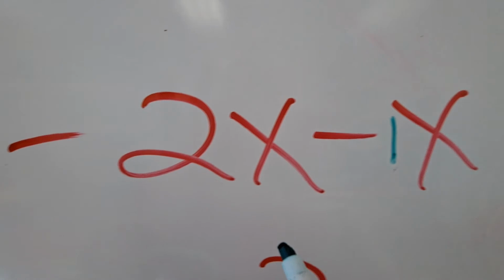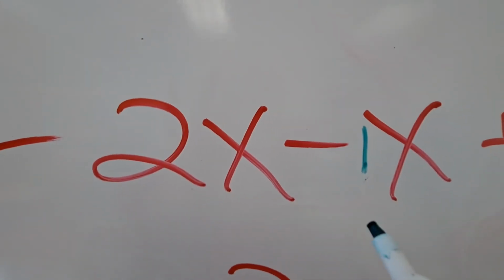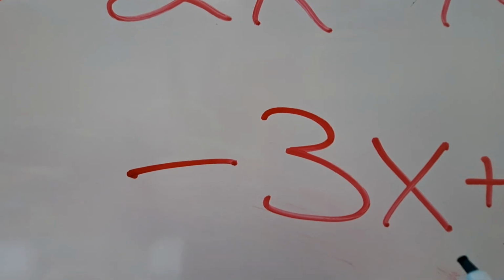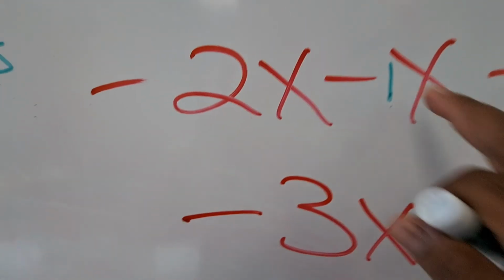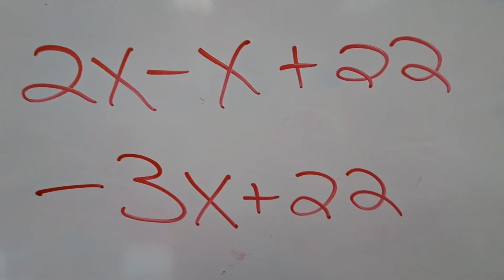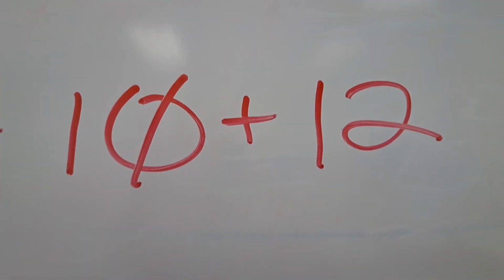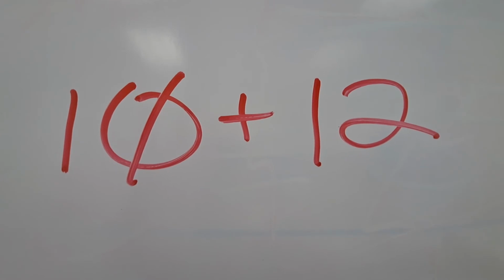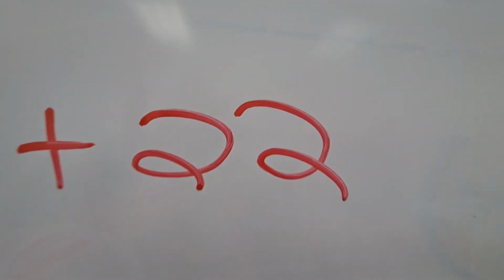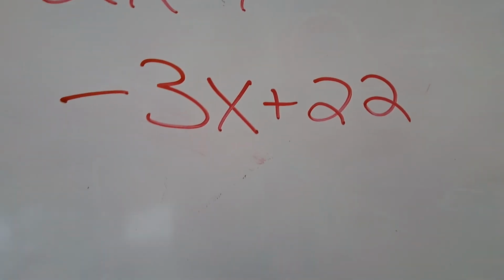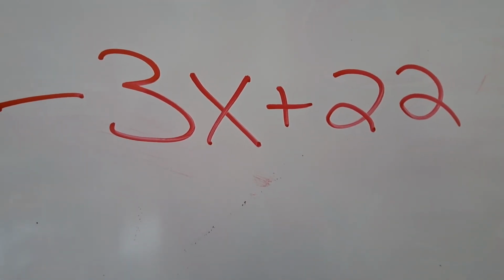So that would be, I owe you $2 and I borrow one more. How much do I owe you now? I owe you $3. So it's negative 3x, right? So negative 3x plus 22. And how do I get 22? 10 plus 12. I have $10, I add $12, now I have positive $22. So I'm going to end up with negative 3x plus 22.